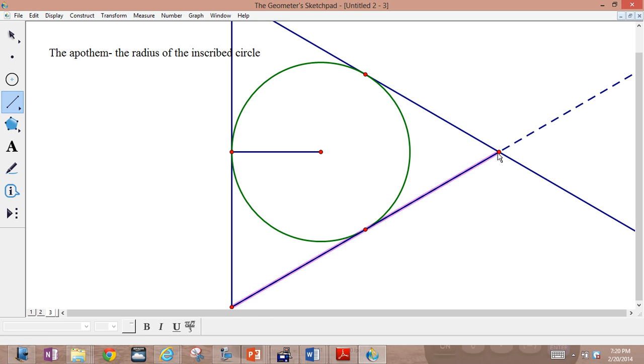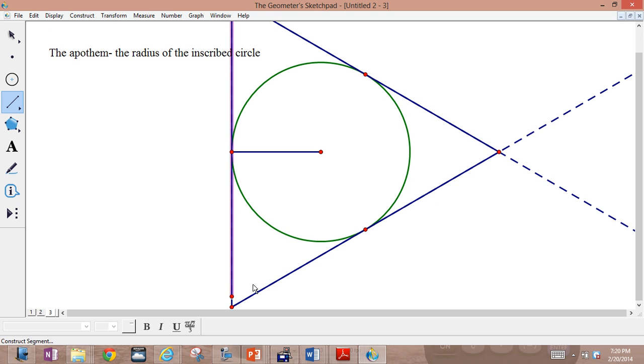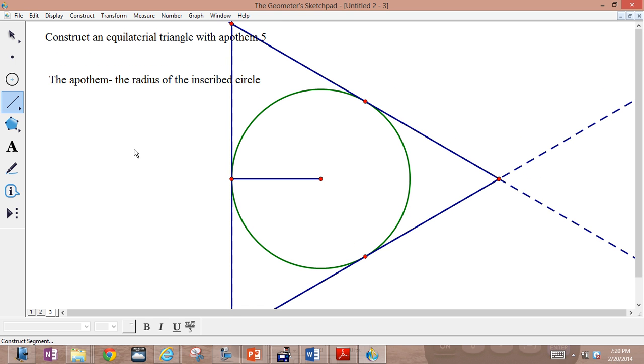Now the equilateral triangle is going to be able to be constructed. I will have to pull this up and construct my segment here, and then construct my segment from here on down. And there's my equilateral triangle with apothem equaling 5. So that's how we can construct some of these regular polygons in accordance with the description. There you have it.